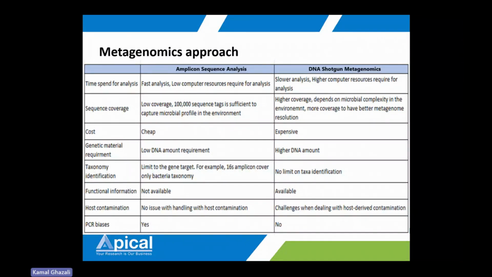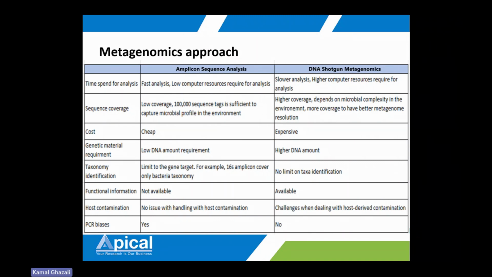Apart from the cost and the sequence coverage, we can also look into the different genetic material required for both approaches. For amplicon sequence analysis, we just need a low amount of DNA, because we just need to PCR it. So we don't need a higher amount of DNA sample. While for DNA shotgun metagenomic, you need a higher amount of DNA, because, as I mentioned earlier, we have to sequence the whole DNA fragment.